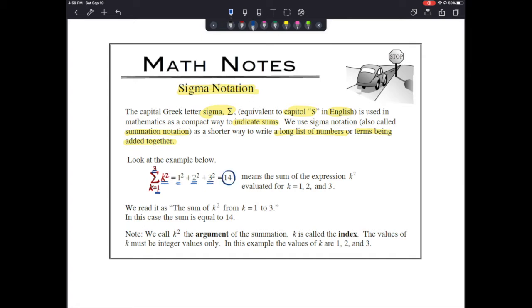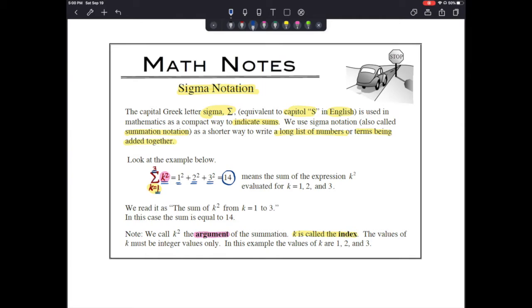Now each of these parts has its own little reason for being there, and we can call some of them by name. So first of all, k squared, our function rule, is what we call the argument. Where our k is located on the bottom, there is what we refer to as the index. So that's going to tell us what term we're going to start with from our series, and then above it's going to tell us what term we're going to end with.